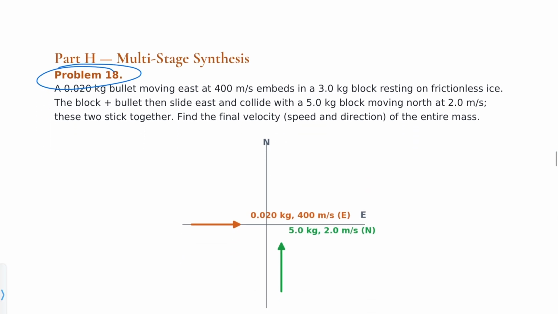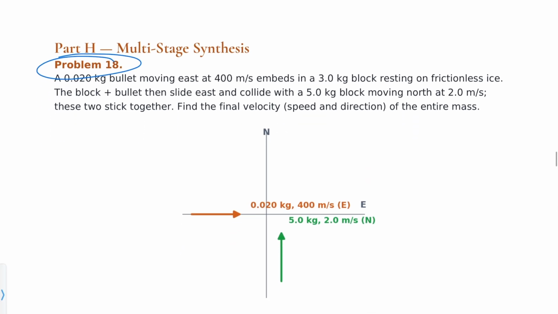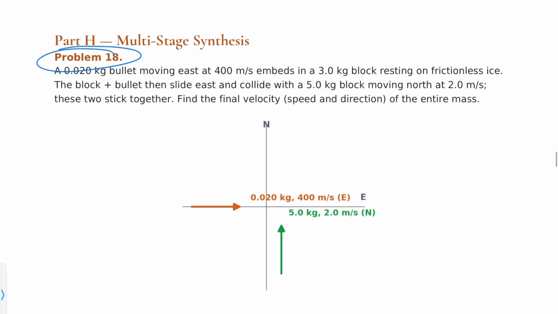All right, so let's try problem 18. This one is more of everything you can have here. A 0.02 kg bullet moves east at 400 meters per second, embeds itself in the 3.0 kg block resting on frictionless ice. The block plus bullet then slide east and collide with a 5 kg block moving north at 2 meters per second. These two stick together. Find the velocity of the entire mass.